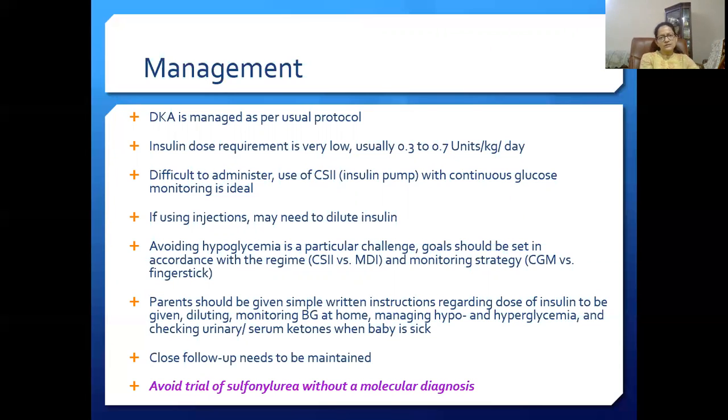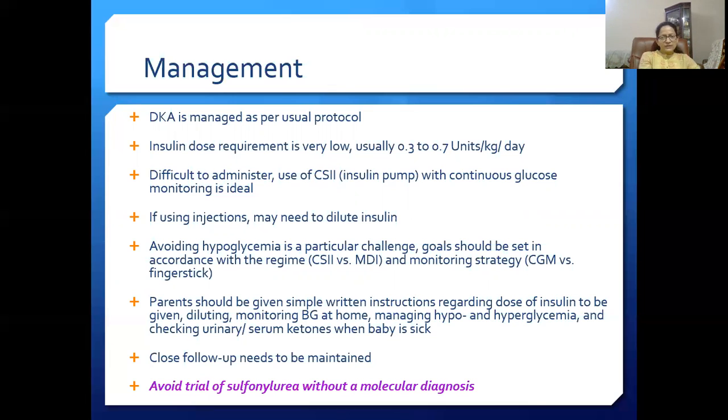It is better to use an insulin pump wherever feasible, but again, there are problems with that in babies with very low birth weight, with subcutaneous fat being limited. It's not easy to deliver insulin by pump, and cost is also prohibitive. So this is not possible many times. So if using injections, we may need to dilute the insulin. And for diluting insulin, although commercial diluent is available, it's not easily available in India, so you can dilute with saline.